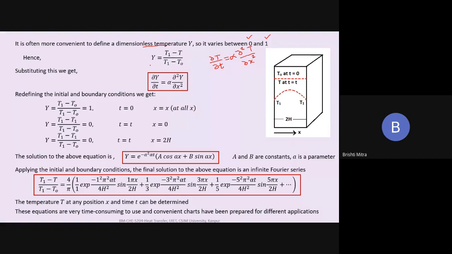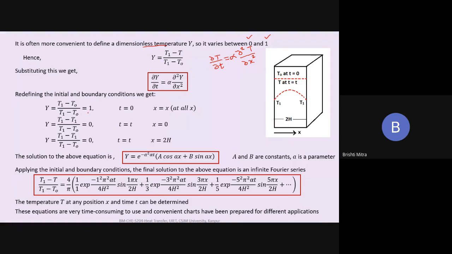So if I differentiate this with respect to time, what happens is this just comes out. These are all constant terms. T1 and T naught are all constant terms. So dy dt is equal to alpha del 2 y by del x2. So we are just replacing the temperature term by a dimensionless temperature term, with the range of this dimensionless temperature going from 0 to 1.